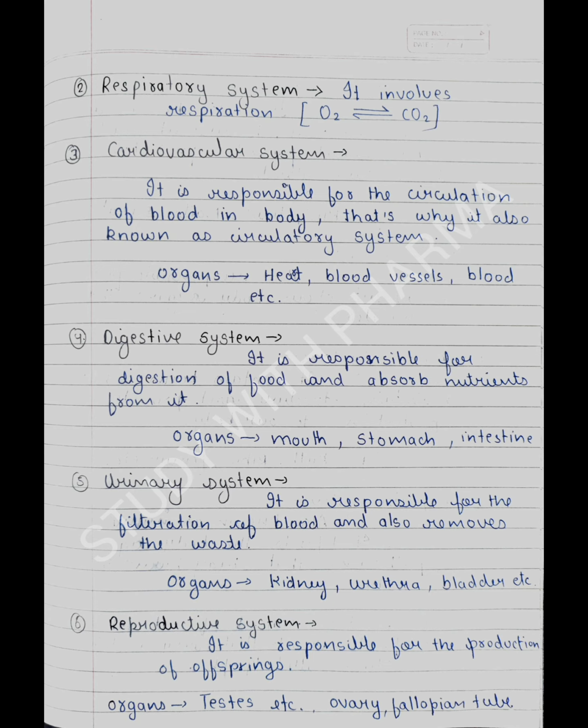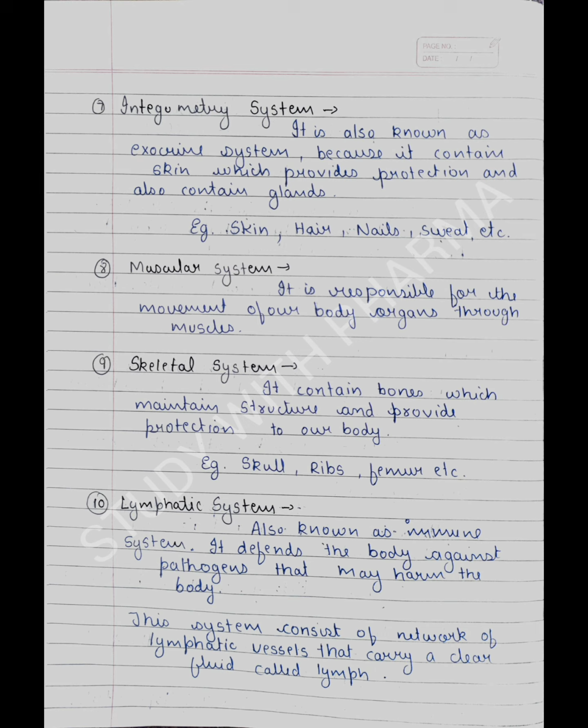Sixth is reproductive system. It is responsible for production of newborn babies. Seventh is integumentary system. It contains skin which provides protection. Eighth is muscular system. It is responsible for movement of our body. Ninth is skeletal system. It consists of bones which maintain the structure of the human body.